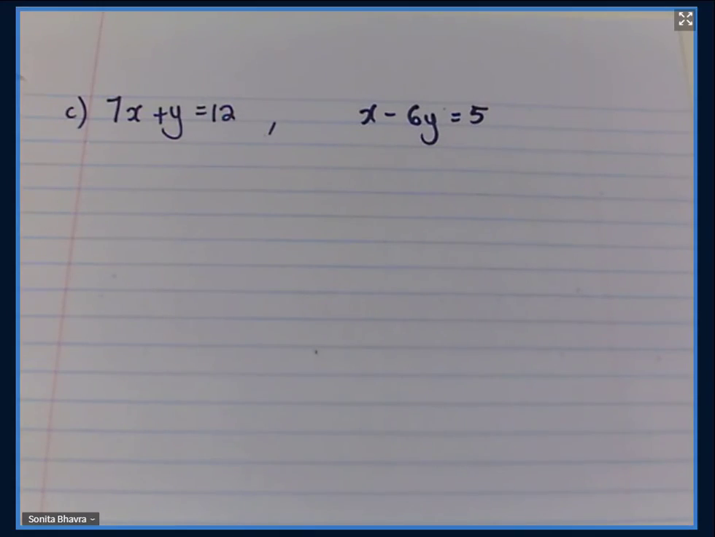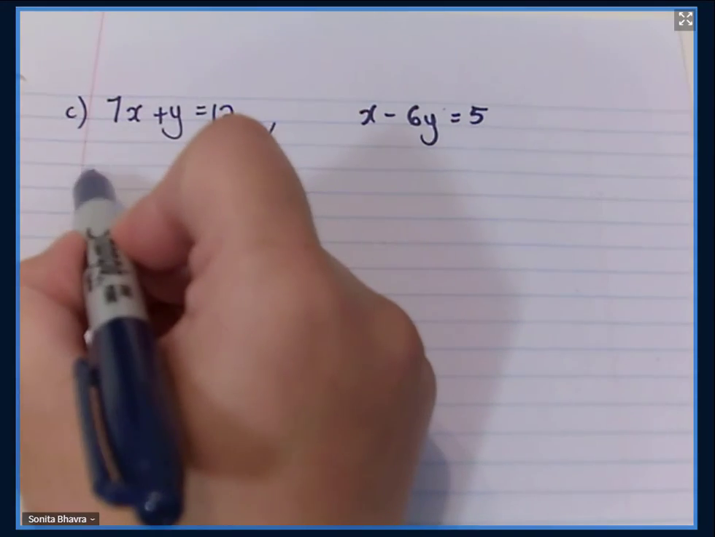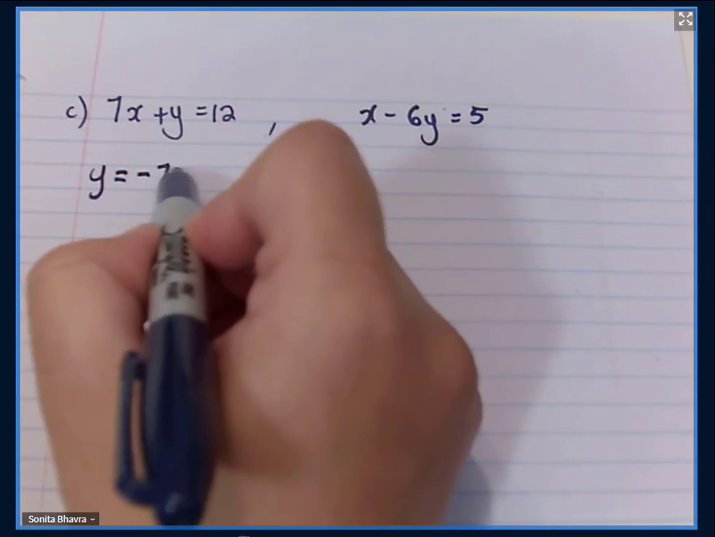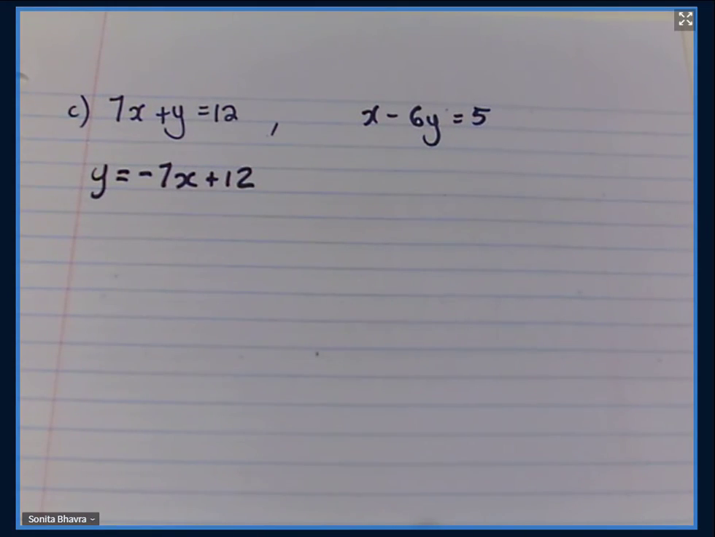All right, so our last one, we have two lines. Our first line is 7x plus y equals 12. Our second line is x minus 6y equals 5. All right, so we are going to have to change both of these lines so that we can compare them. So we'll put both of them into y equals mx plus b form, the slope-intercept form. So here for this line, all we have to do is subtract the 7x. So y equals negative 7x plus 12. So that's our first line.